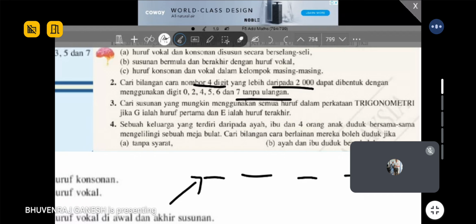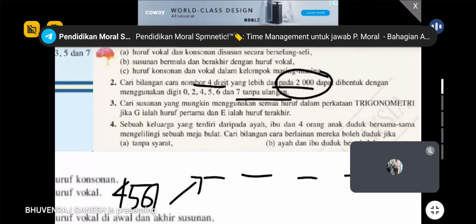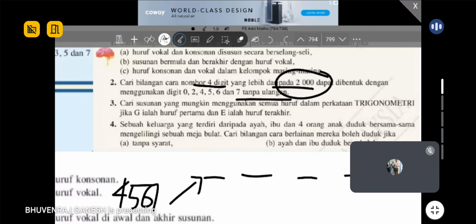What is the number I can have? Remember, they say greater than 2000. Okay, very good. 4, 5, 6, 7. Correct. Okay. So any other condition? No repetition. So basically, the total is going to decrease. Okay, because they say no repetition. All right. So means that all these three you cannot repeat.